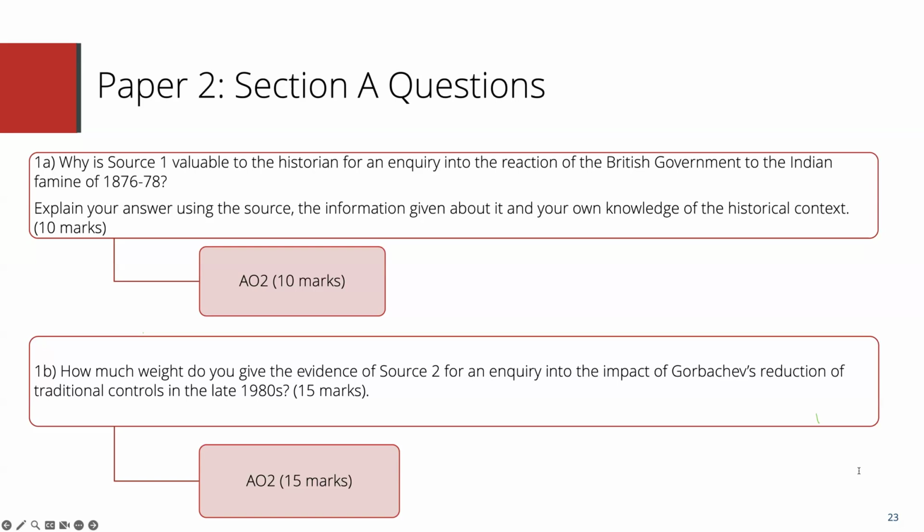Okay, this is a level 2 answer, probably at the top of a level 2, but because of one certain factor, it starts to limit itself. And to be honest, it's partly because of the candidate's understanding of the concept of weight in the question. So the question asks how much weight do you give the evidence of source 2 for an inquiry into the impact of Gorbachev's reduction, etc., etc.